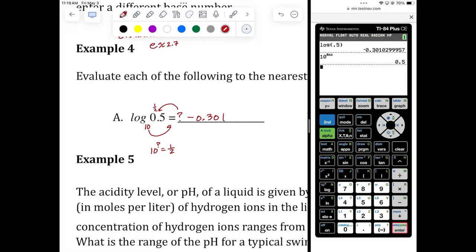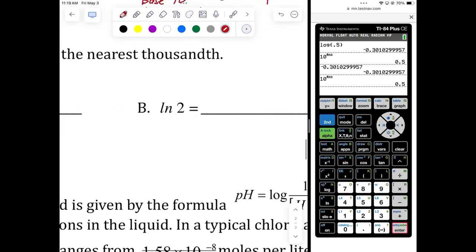How do I do that? Okay, we have to do this first. This is how you recall it from the previous line. You hit 10, and then raise to the power of, you hit second negative. And it recalls the answer from the previous line, and you get 0.5. That's how you can check. Okay? Sweet. All right, let's do ln of 2.